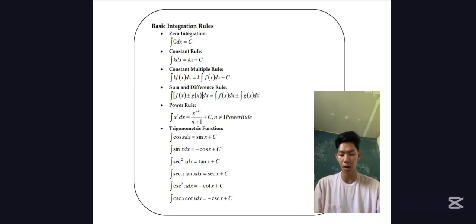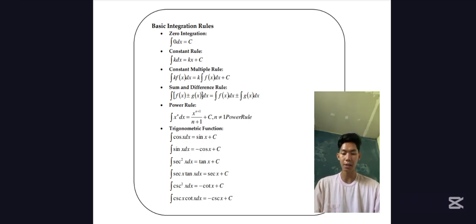And the sum and difference rule: the integral of f of x plus or minus g of x dx is equivalent to the integral of f of x dx plus or minus the integral of g of x dx. And the power rule: the integral of x to the power of n dx is equal to x to the power of n plus 1 over n plus 1 plus C, where n is not equal to negative 1. That is the power rule.